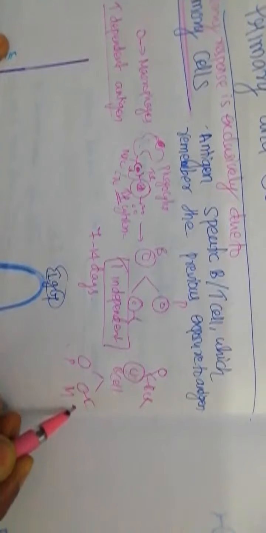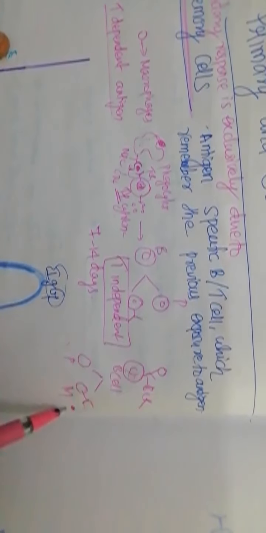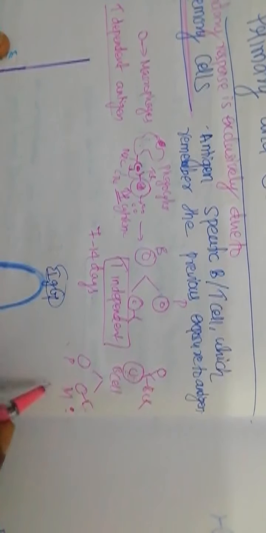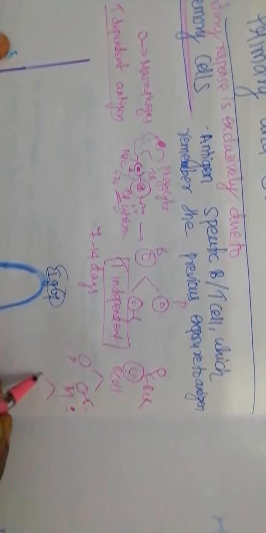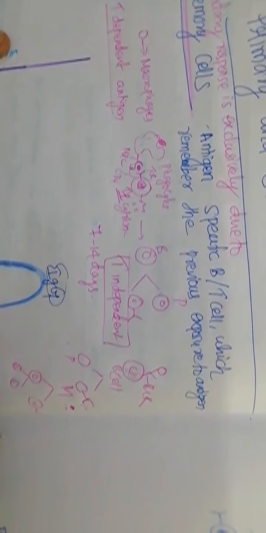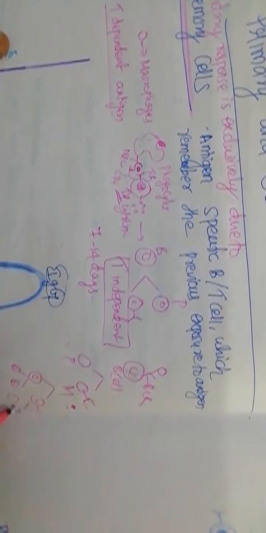What is the fate of this memory cell? Whenever you get the antigen exposure, this is the first exposure. The second time when you are getting the same antigen exposure, the memory cell receptor will identify the antigen directly, and the memory cell differentiates into one plasma cell and another into a memory cell. Again, the plasma cell differentiates into many plasma cells, and the memory cell differentiates into one plasma cell and one memory cell, thereby the memory cell number will be maintained.